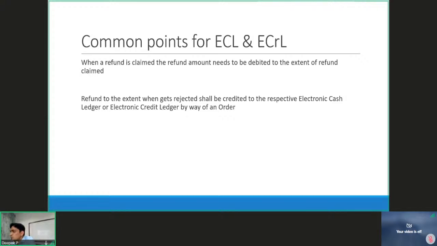Sir, IGST credit is utilized, yet IGST liability is there. Then use the CGST or SGST credit. You can use any credit, sir. No restriction there.